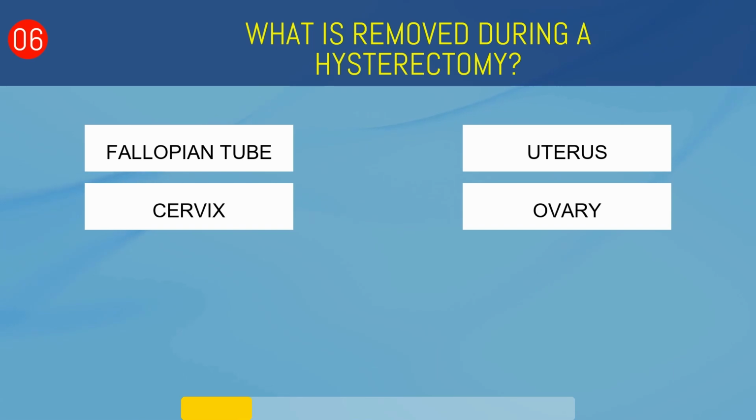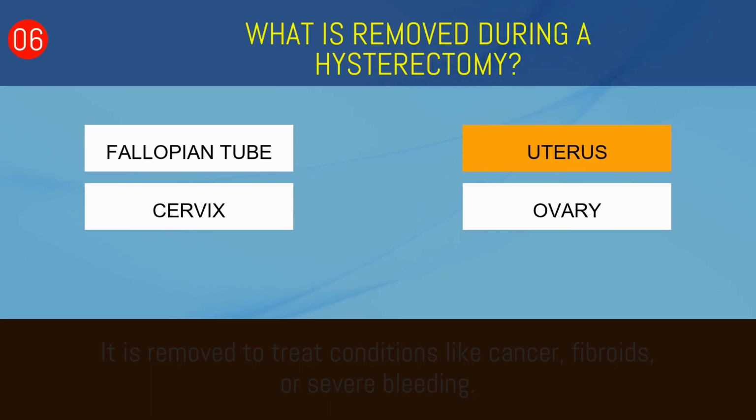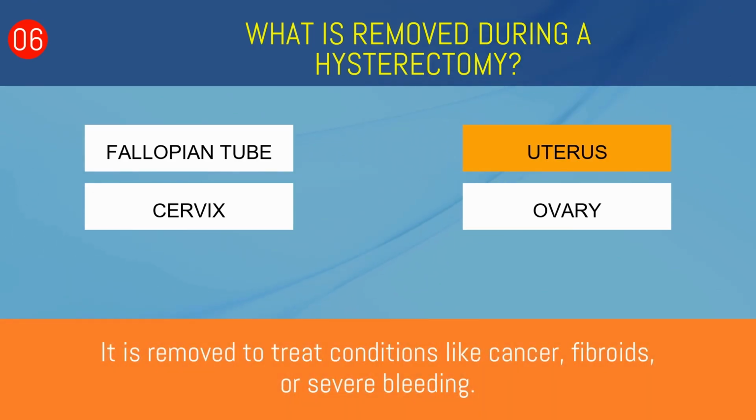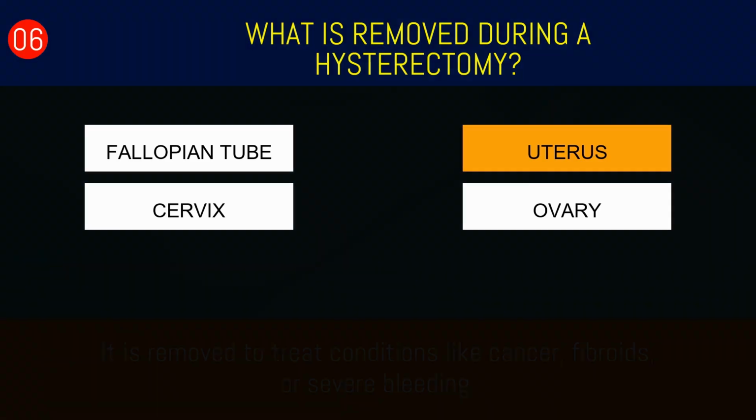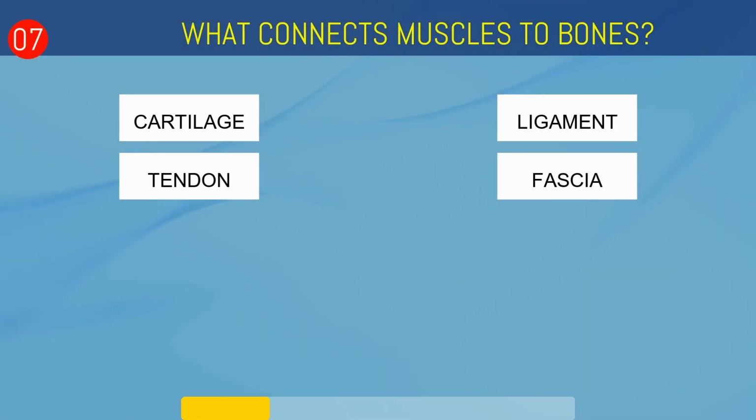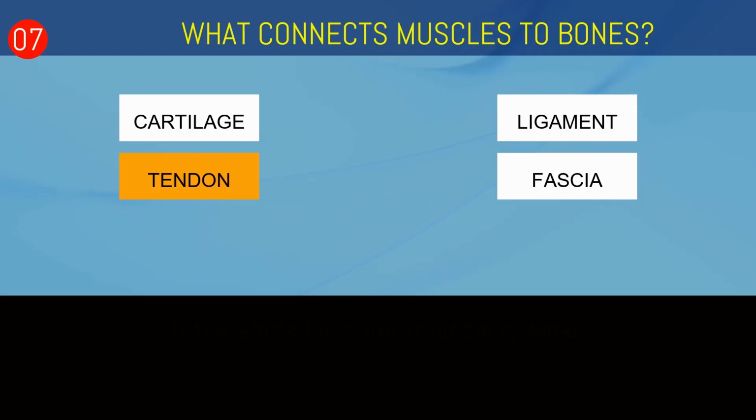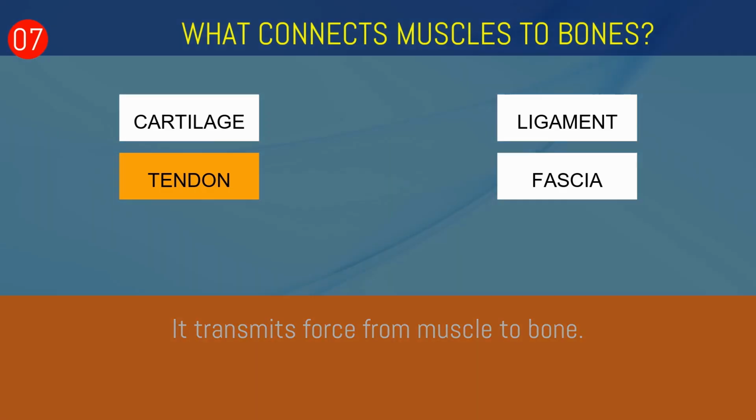What is removed during a hysterectomy? Fallopian tube, cervix, uterus, or ovary? Uterus. It is removed to treat conditions like cancer, fibroids, or severe bleeding. What connects muscles to bones? Cartilage, tendon, ligament, or fascia? Tendon. It transmits force from muscle to bone.